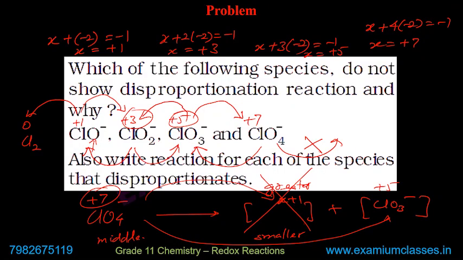If any species is not in the highest oxidation state, it can get oxidized, and it can get reduced as well. But ClO4 minus can get reduced only, because it is already in the highest oxidation state of chlorine. So chlorine's oxidation state cannot go beyond +7. It cannot go to +8, so it cannot get oxidized.